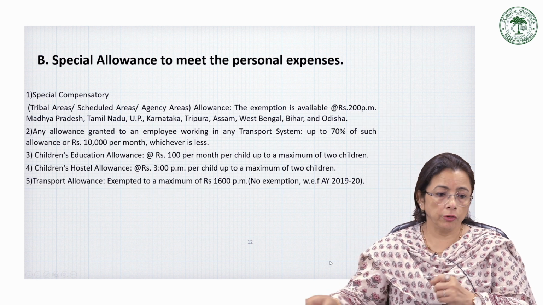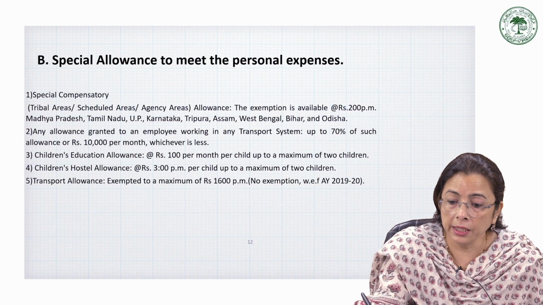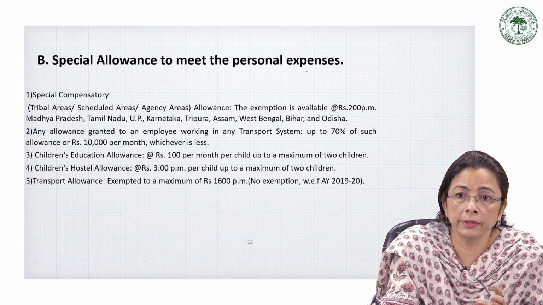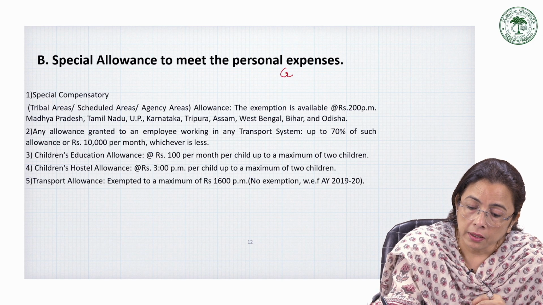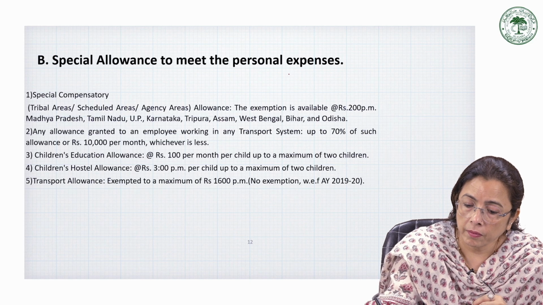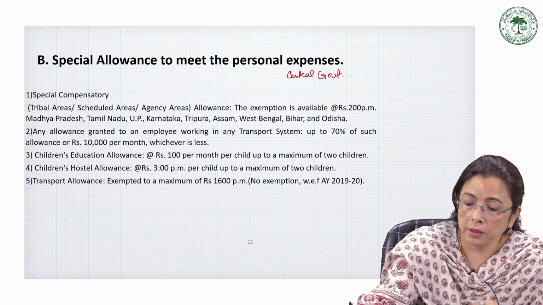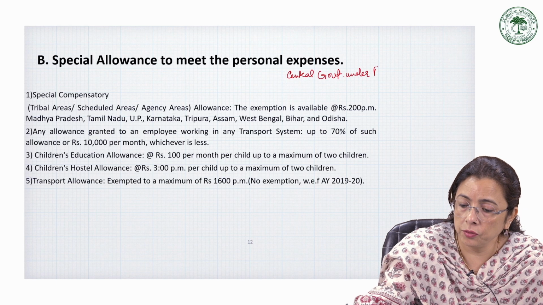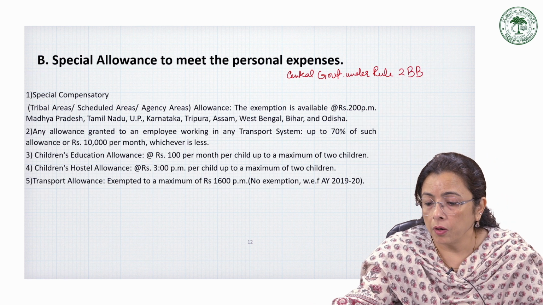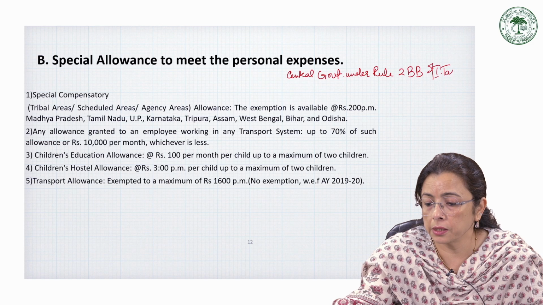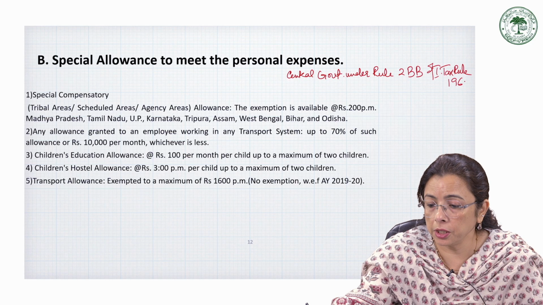That is, I would put it here. It is the special deduction or the exemption is allowed up to the limits which are notified by the central government under Rule 2BB of Income Tax Rules, 1962.